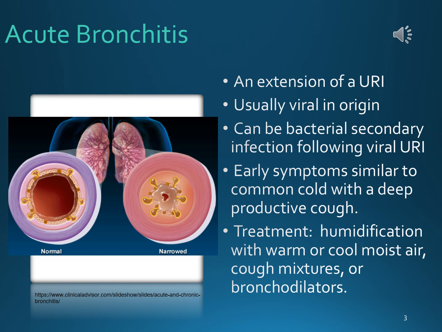Early symptoms are very similar to the common cold, and you get a deep, productive cough, a very deep chest sort of cough. The treatment is humidification with warm or cool moist air, cough syrups such as cough suppressants, and mucolytics to help thin the mucus and get it up. Also bronchodilators to open up the airways.